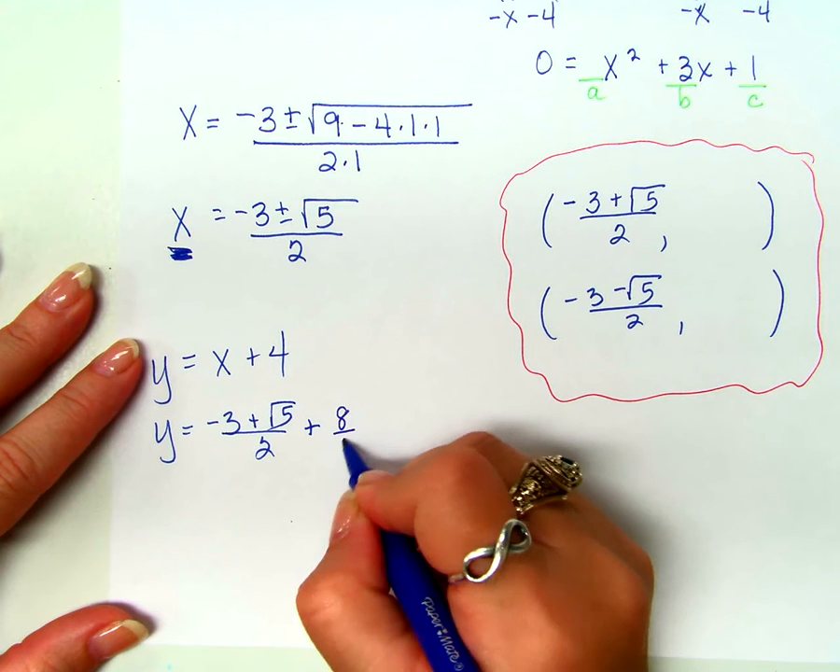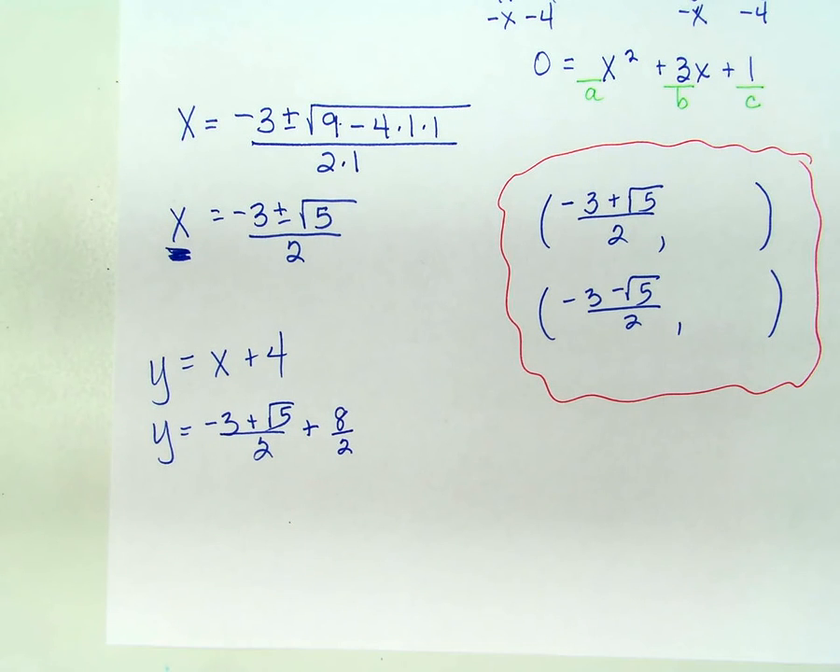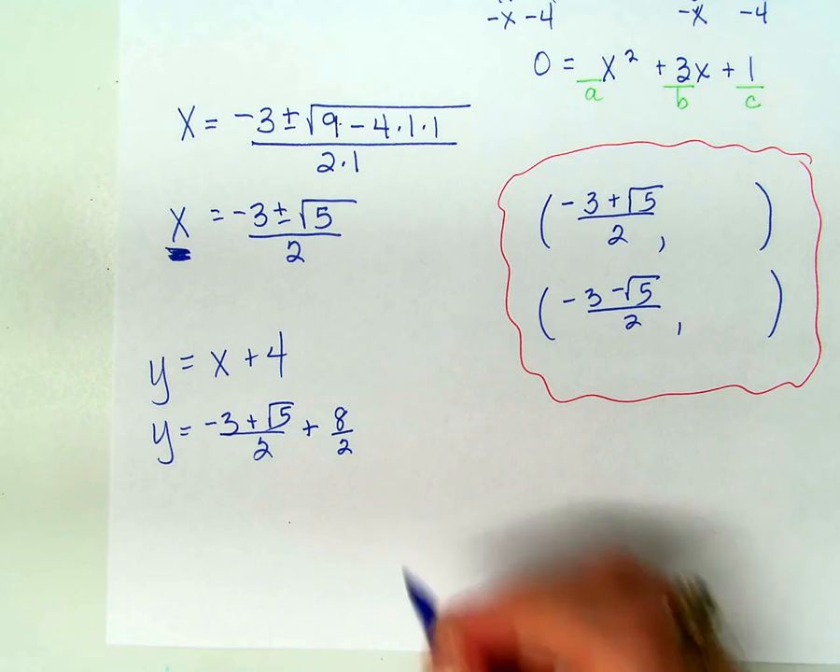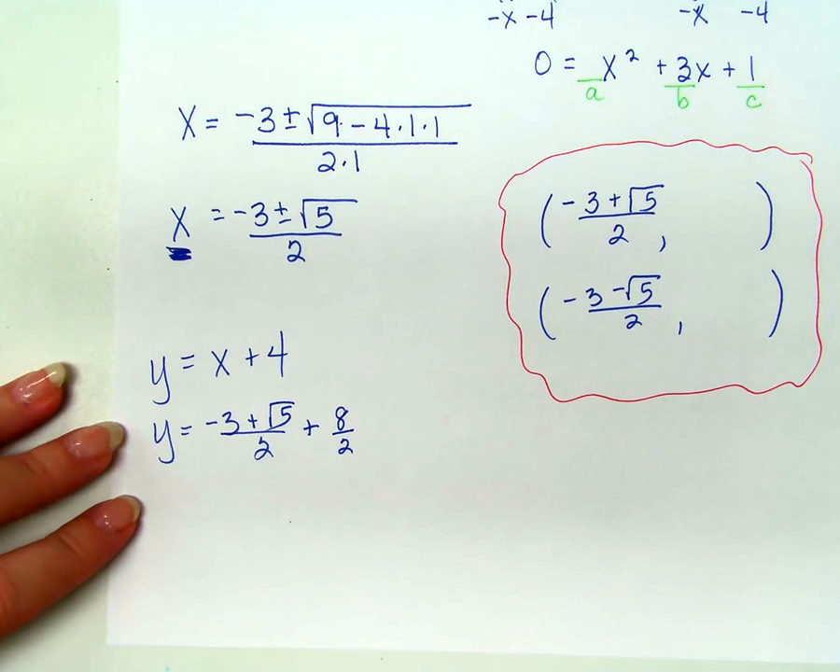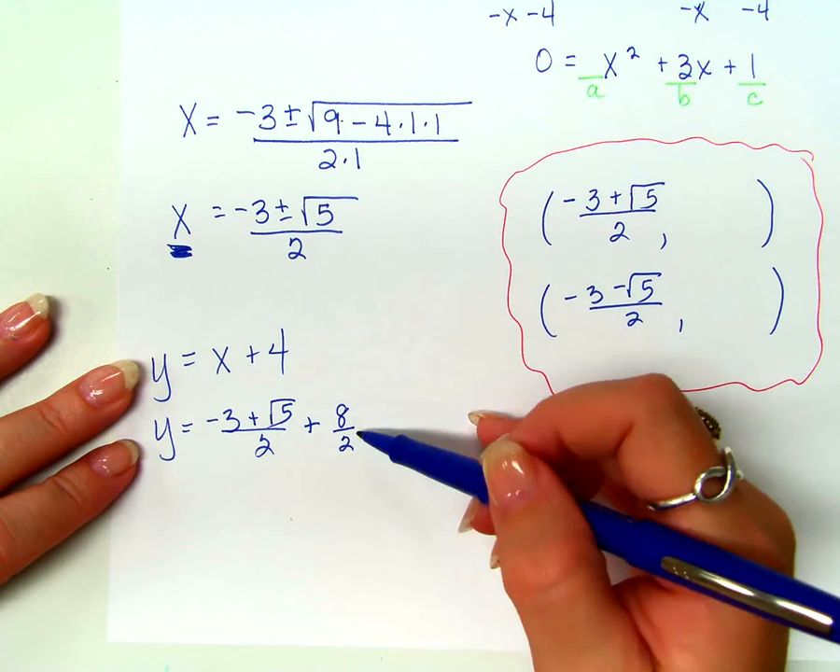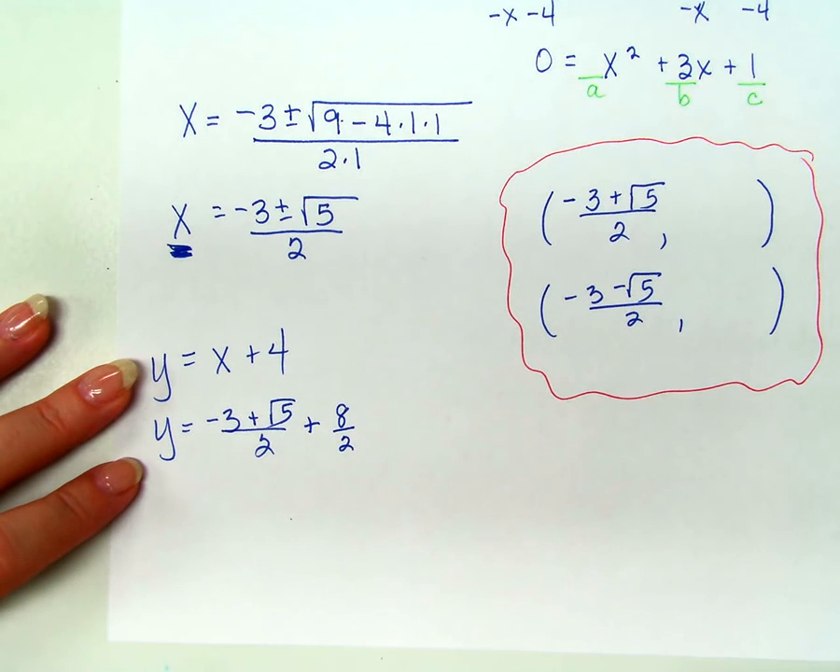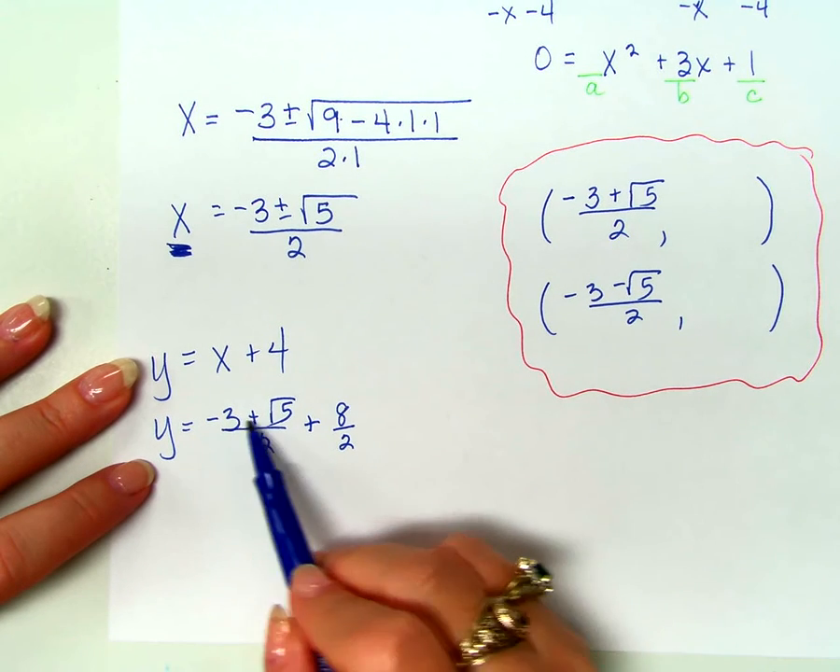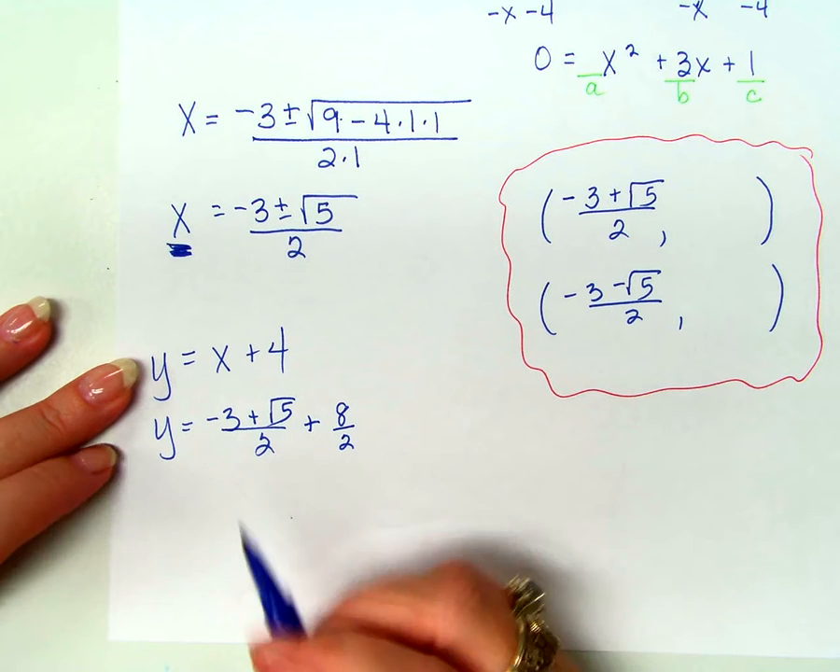How about 8 over 2? Why would I write 8 over 2? Common denominators. Isn't that equal to 4? So I just skipped a step there. Is everybody okay with that? I could have written 4 here and then gotten the common denominator. Now I need to add everything in the numerator since I have a common denominator.